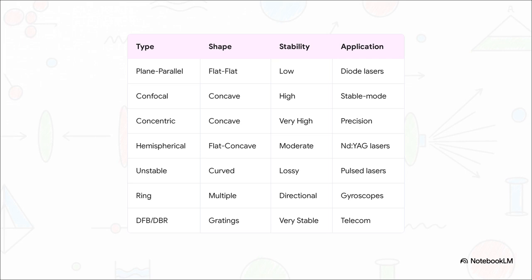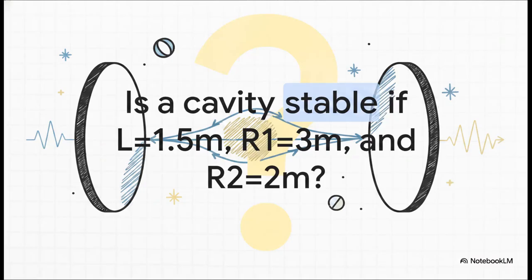Now contrast that with a ring resonator. Instead of bouncing light back and forth in a straight line, it uses multiple mirrors to create a continuous closed loop. That design completely avoids any back reflection into the gain medium, making it the perfect choice for highly specialized directional tools like gyroscopes. Let's actually test this out together.